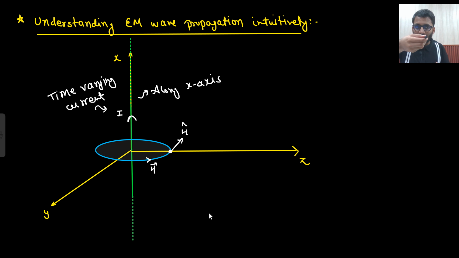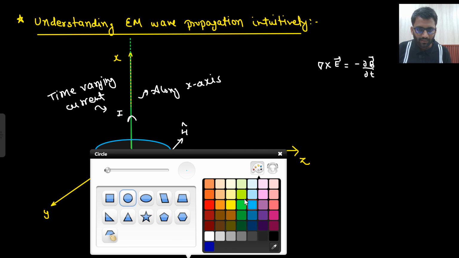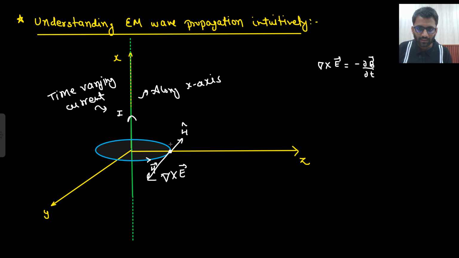Now, if this is the direction of H, then what will be the direction of E? If this is your H, so what do you know? Del cross E is equals to minus del B by del T. So if this is the direction of H, then this will be the direction of del cross E. And if this is the direction of del cross E, then what will be the direction of E? The direction of E will be this, right? This will be the direction of E. Is that clear to you?